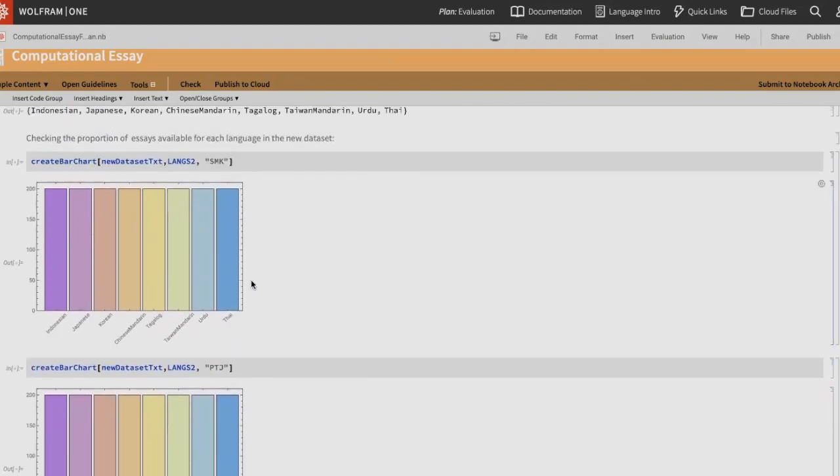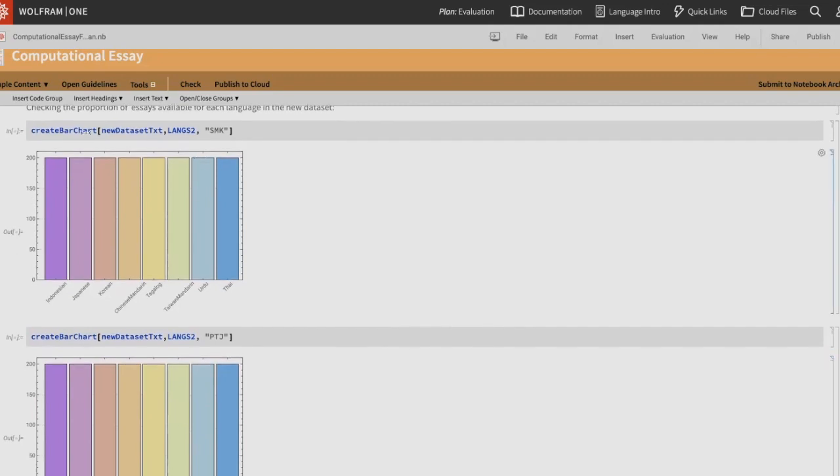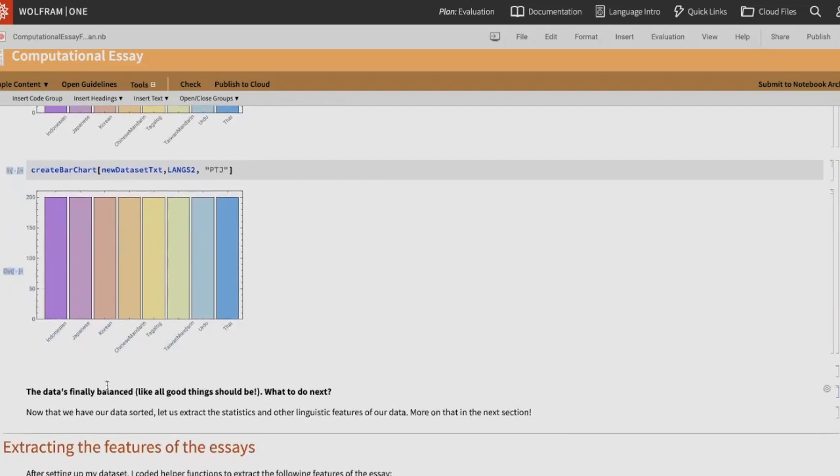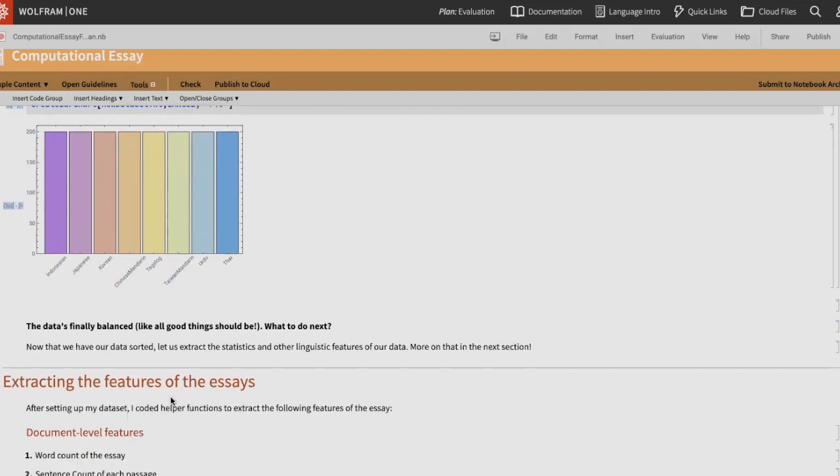So, what you can see in this bar chart is the number of essays, and across your x axis, you could see the languages. So, for each of the languages, we had 200 essays to study. This is the bar chart for the essays about smoking, and this is the bar chart for the essays about part time jobs. The data is finally balanced, like all good things should be. Well, we were discussing the data.